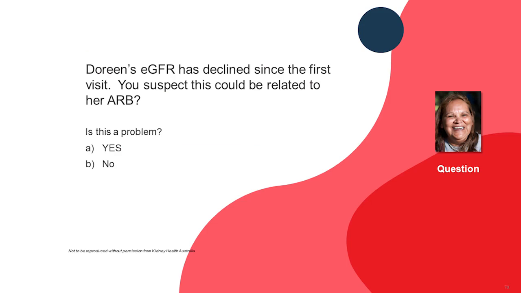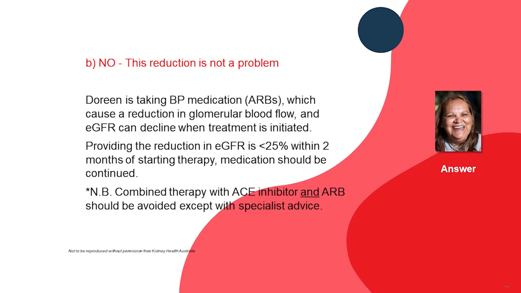Okay. So she was started on an ACE inhibitor, the ARB, and her EGFR has declined since the first visit. And you suspect this could be related to her ARB. Is this a problem? Say no. No, it's correct. She is taking medications, and one of the very common medications that we use is the ARBs or ACE inhibitors, and it's meant to cause a reduction in the glomerular blood flow, and EGFR can decline when we start the treatment.